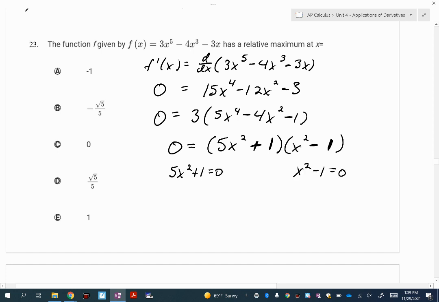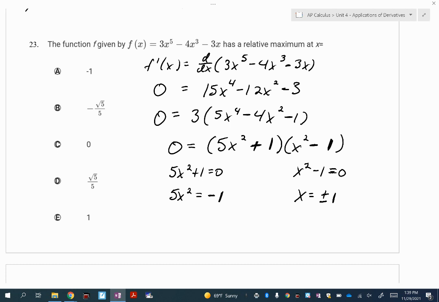the one on the right is pretty straightforward. That's the difference of 2 squares, so x equals plus or minus 1. Now the one on the left, once I move this 1 over, it becomes a negative. And you learned many years ago that if you square something, it's always positive.